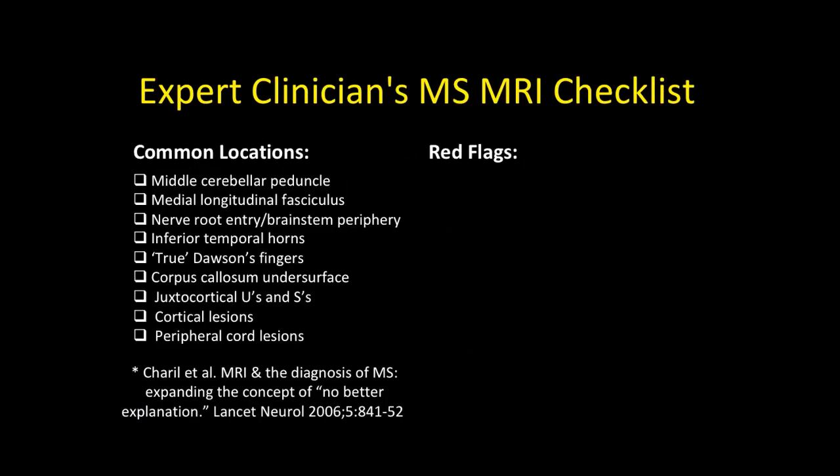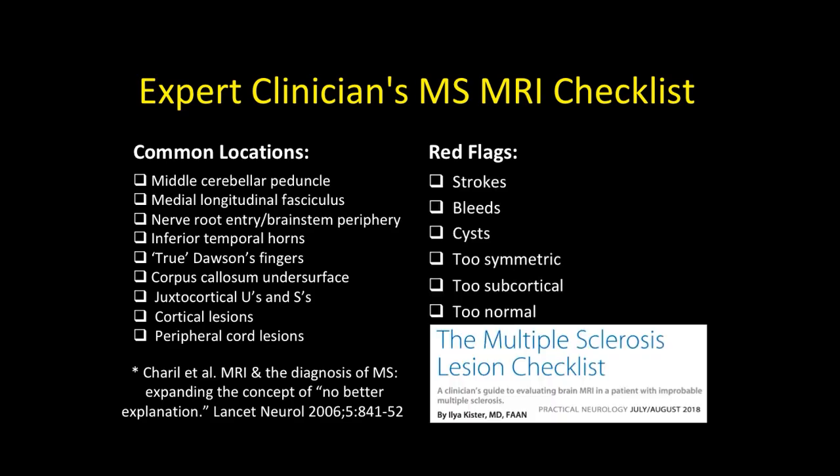So when we're reading our MRI studies, we want to look at those common locations that we just reviewed. The white matter tracts of the peduncles and the MLF and the brainstem, inferior temporal horns, our Dawson fingers emanating perpendicular to the ventricles, our undersurface of our callosal septal lesions, juxtacortical and cortical lesions, and of course also our short segment peripheral patchy T2 hyperintense cord lesions. And any MS case should have more check boxes on the left than the right. And if you see strokes, bleeds, cysts, anything else that makes you want to scratch your head, you should think twice about your interpretation.